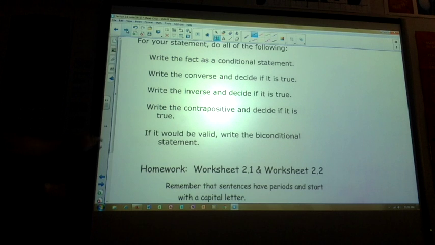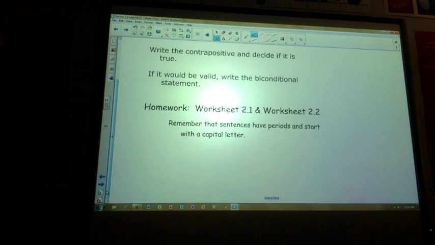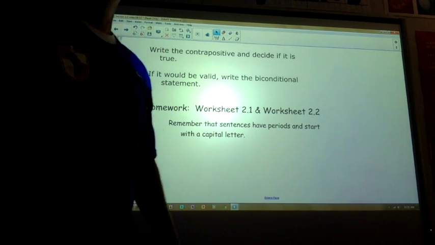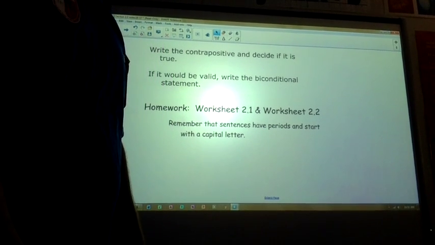Okay, so I asked you guys and girls to start 2.1. Let's have 2.2 done. Remember that sentences have periods and start with a capital letter. Oh, okay. Glad we can put that in there for you. I can't believe I knocked that whole two lectures, one period. Woo! That's awesome. Yeah. How did you figure out that logic thing?